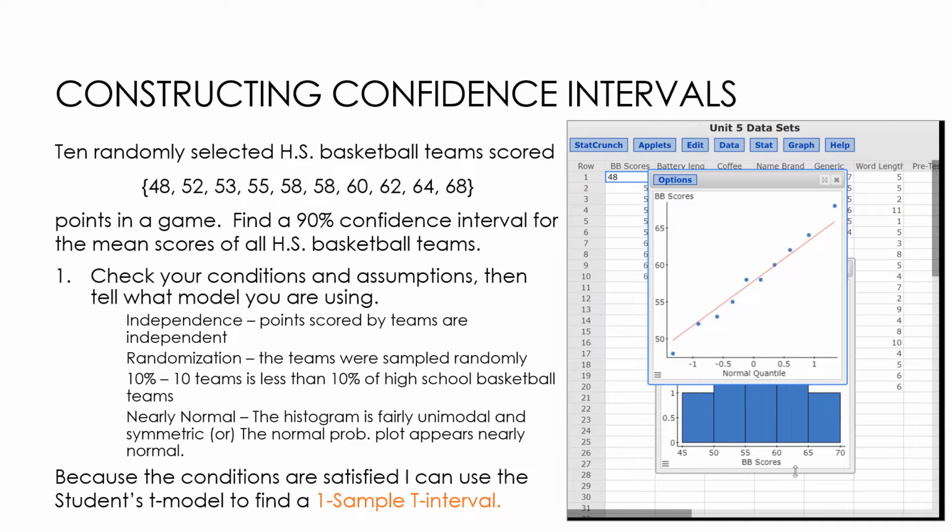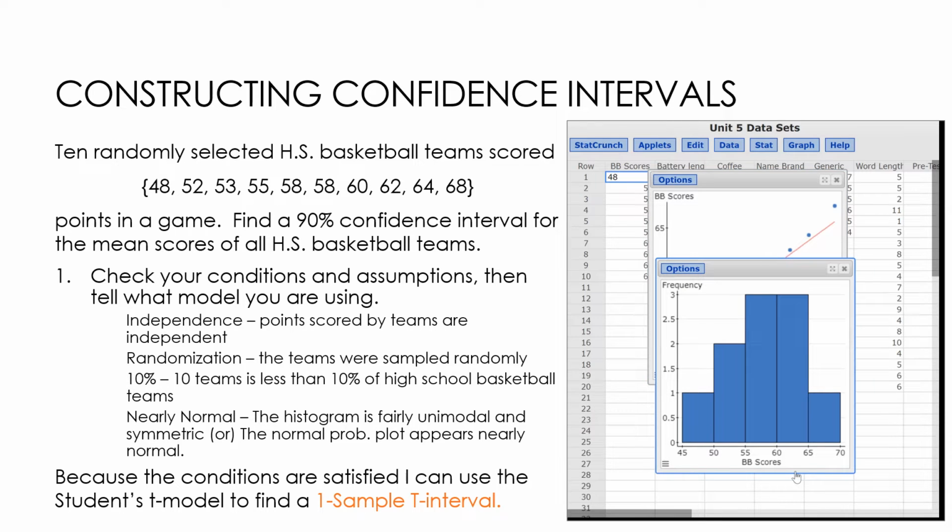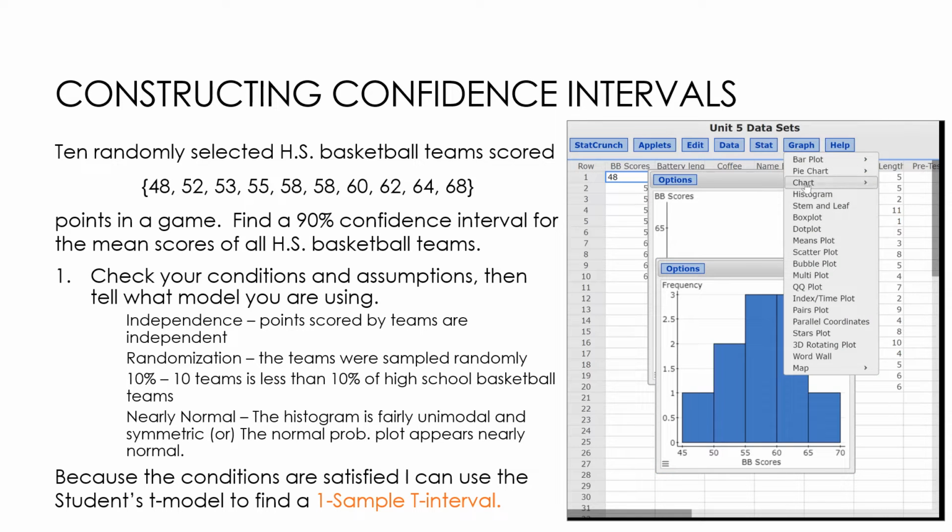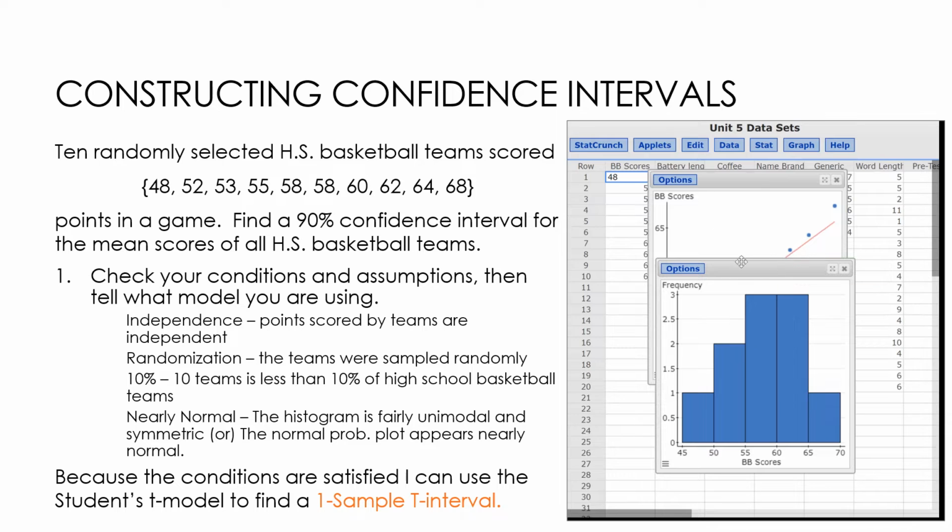So whenever you do one and you're concerned about it, always check the other. So again, I just went to Graph and then Histogram, and then I went to Graph and QQ Plot, and those are the two ways that I can check the nearly normal condition. And then again, because the conditions are satisfied, I can use the Student's t-model to find a one sample t interval.